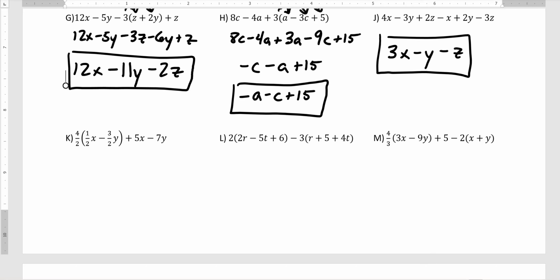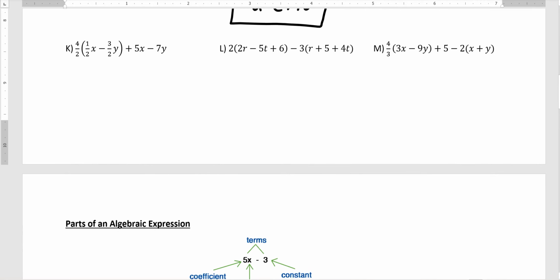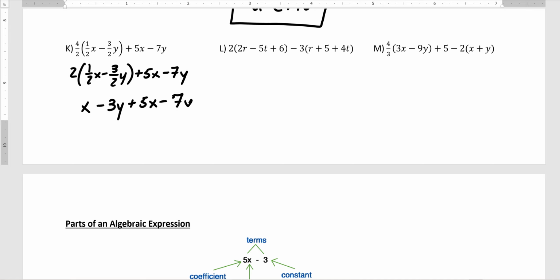All right, let's check how we did with K, L, and M. So looking at letter K here, 4 over 2 is just 2. So this is 2 times 1/2 x minus 3/2 y plus 5x minus 7y. So 2 times 1/2 is just 1, so this would just be x. And 2 times negative 3/2 would be negative 3, so that'd be negative 3y plus 5x minus 7y. Combine our like terms, we'd have 6x minus 10y. There we go. Very nice.